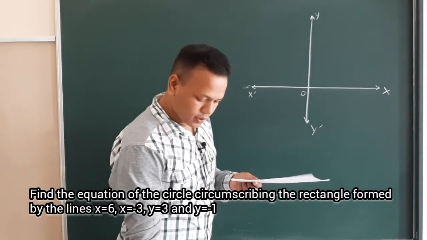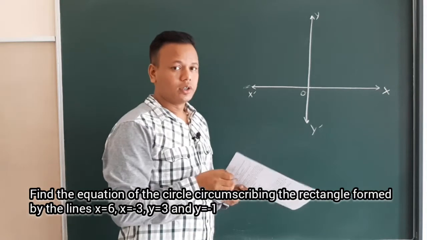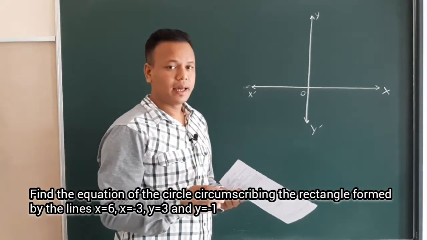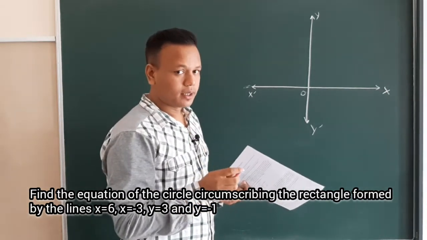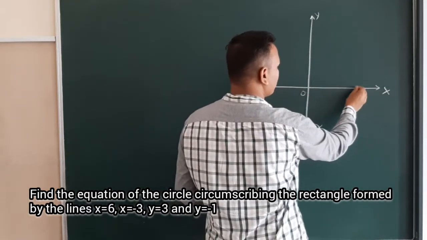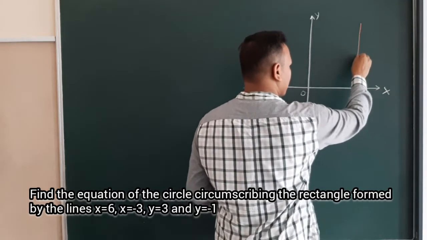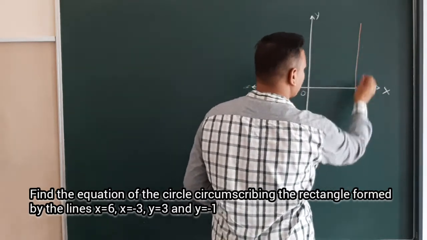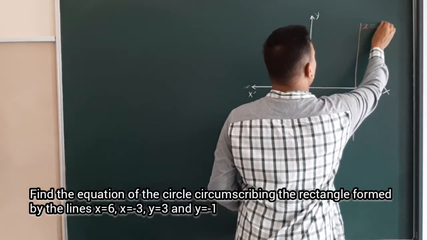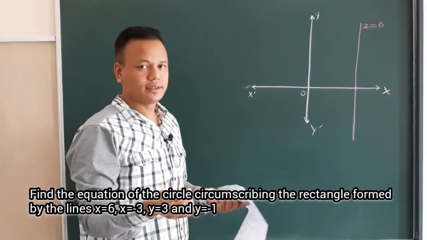Now let us construct the lines given here. The lines given are x equals 6. So x equals 6 is a line parallel to the y-axis, remember that. A line parallel to the y-axis at a distance of 6. So if this is my 6 from here, then this line will be my x equals 6. Fine, so I got my x equals 6. Another line is x equals minus 3.